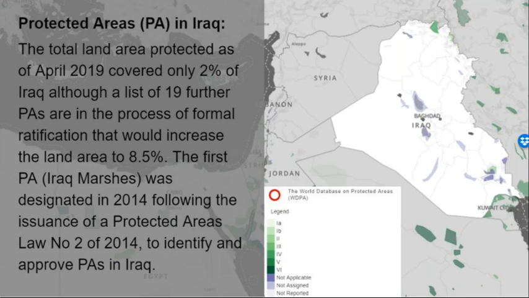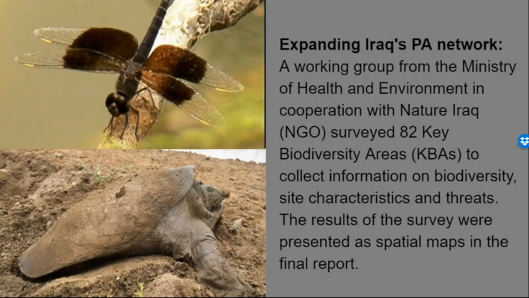There are a further 19 areas which are going through the ratification, the formal acceptance process, and once all those have been accepted, about 8.5% of the land area of Iraq will be under protected area management. Next slide, please. So that's the current process, but also thinking to the future.